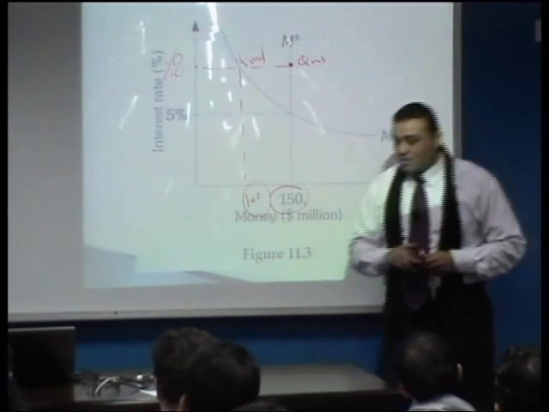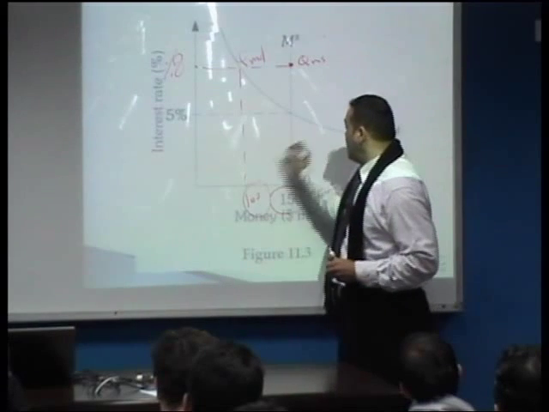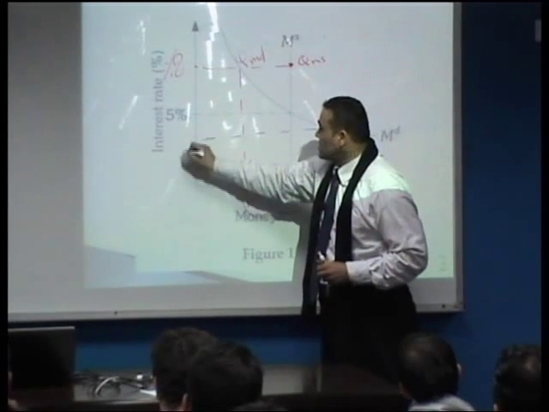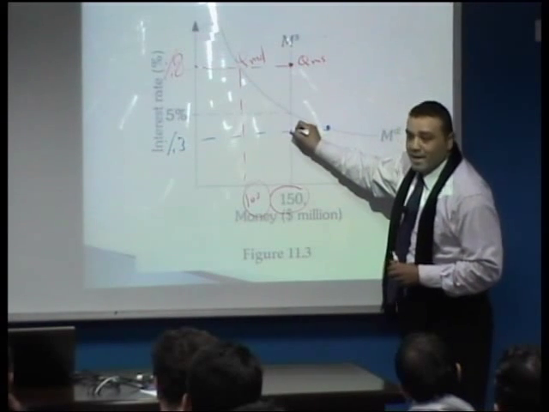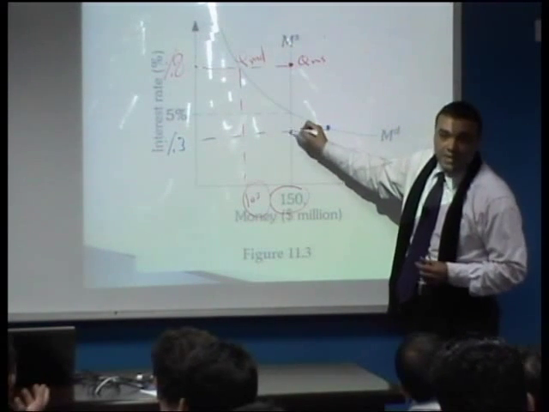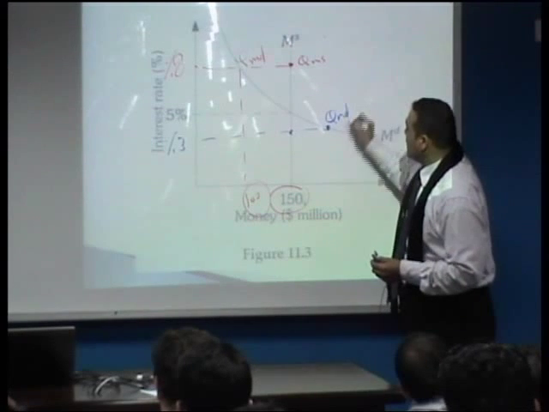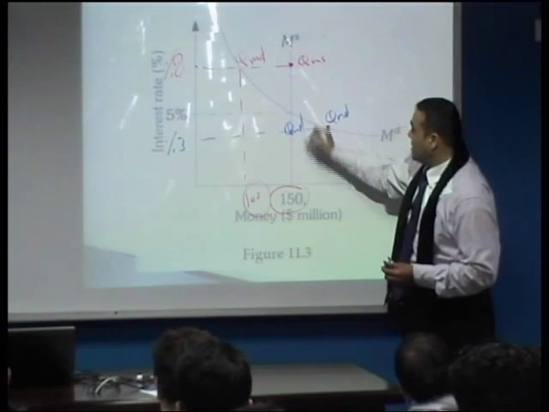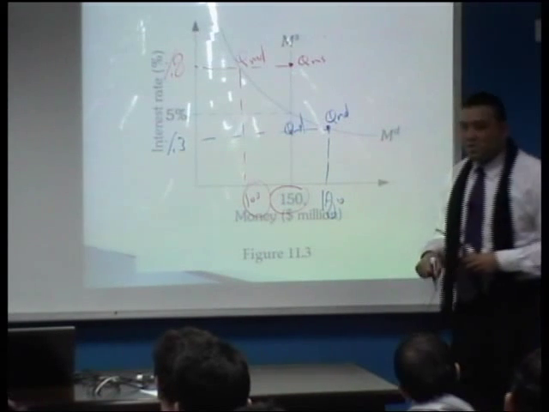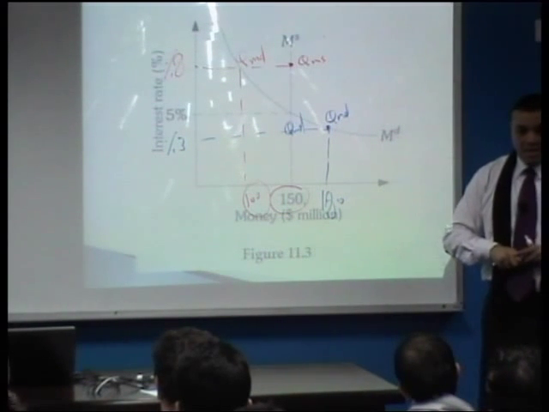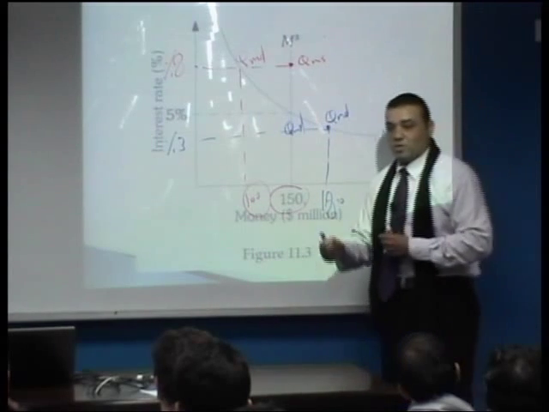Suppose the interest rate was 3%. What do we have? A shortage of money supply, because the quantity of money demanded is larger than the quantity of money supplied. Suppose this was 180. How much is the shortage? 30. How could we solve the shortage?